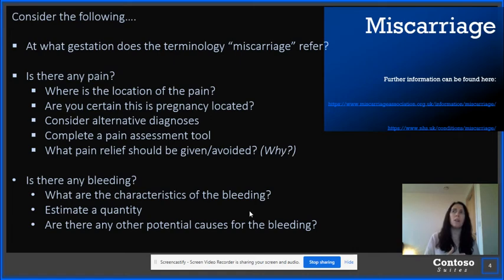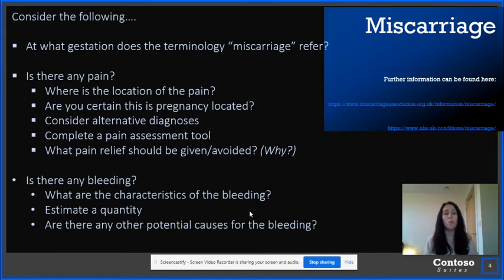There might be UTIs that are to do with the pregnancy. So it's still located within the whole pregnancy, but is it related or not related? That's what you want to think in your head. What else could it be?